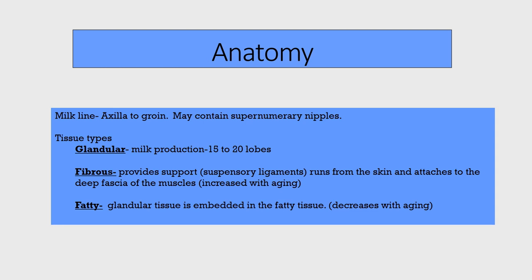Glandular tissue is where the milk production comes from, and typically everybody has between 15 and 20 lobes. There are rare exceptions, but most people, no matter what the size of their breasts, are still able to produce breast milk. So it's a bit of teaching that you can do for your patients. And like I was saying, the fatty tissue is going to decrease with age. So your fibrous tissue increases with age, and fatty tissue decreases with age.